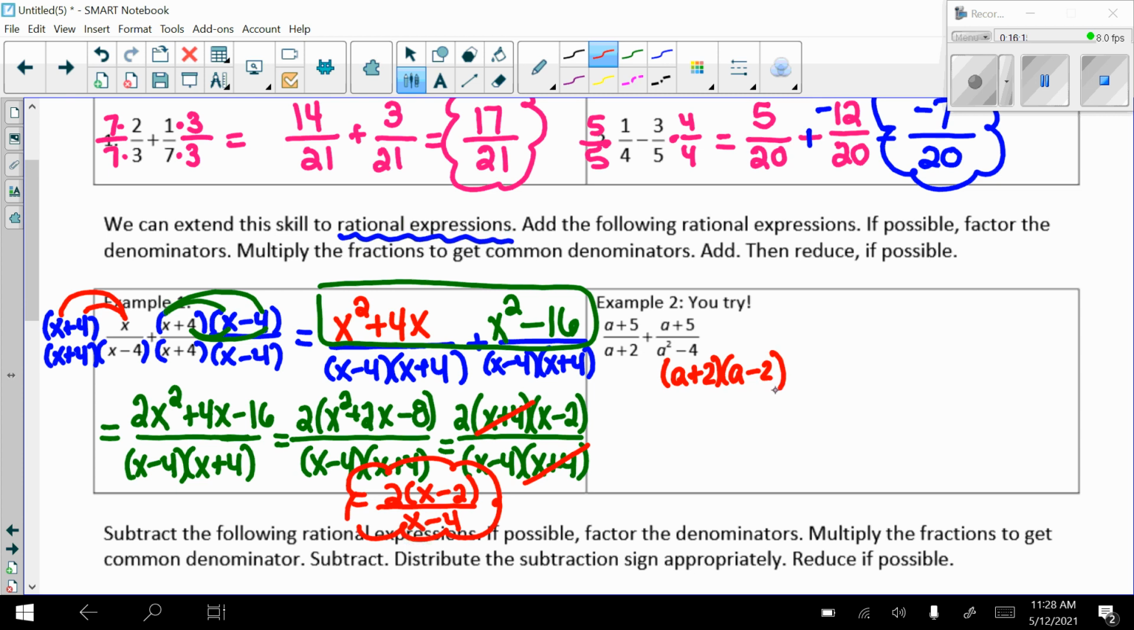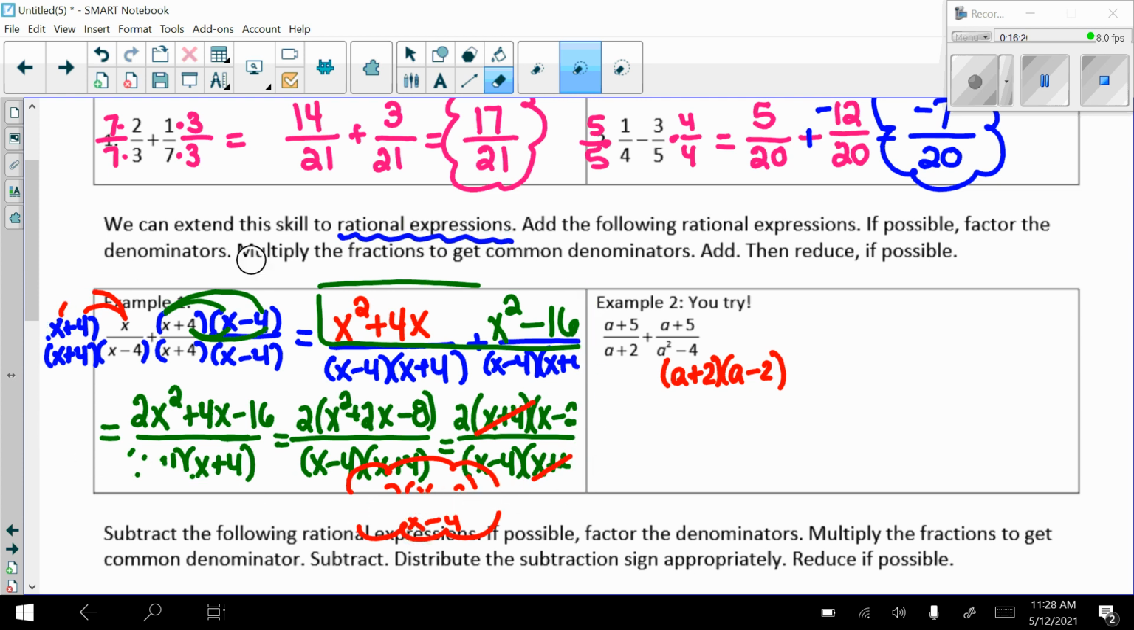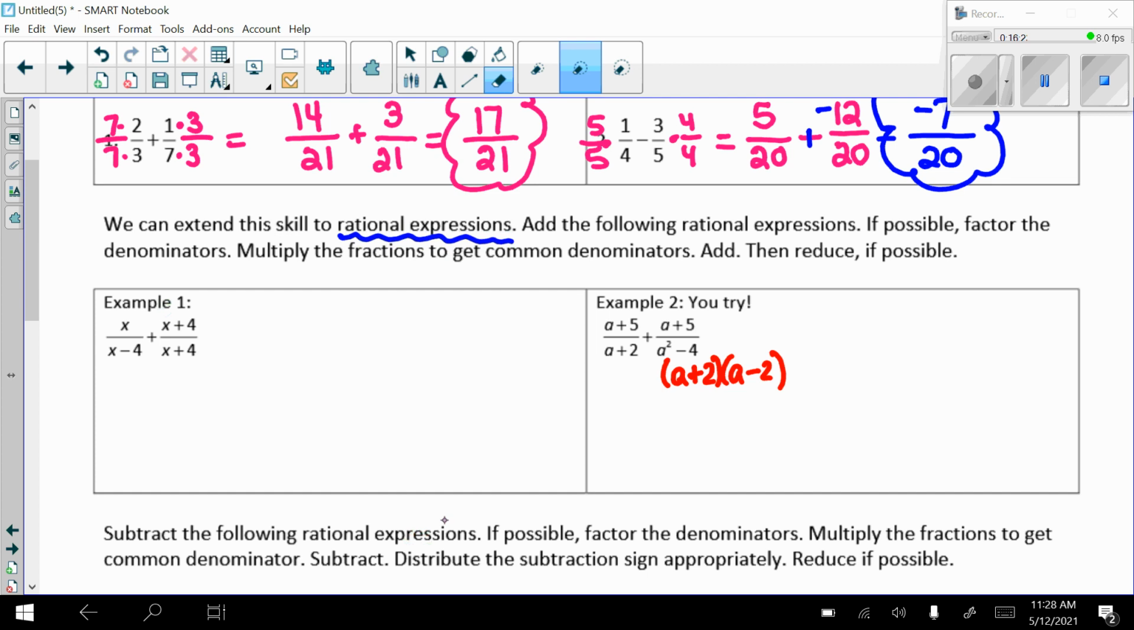So if we look at our denominators, I'm going to erase the previous problem because I need some room over here. Okay, so if we look at our denominators, what we can see is now this denominator has a plus 2, a minus 2. This denominator only has a plus 2. So what is it missing? It's missing an a minus 2. So you must multiply the numerator and denominator by a minus 2.